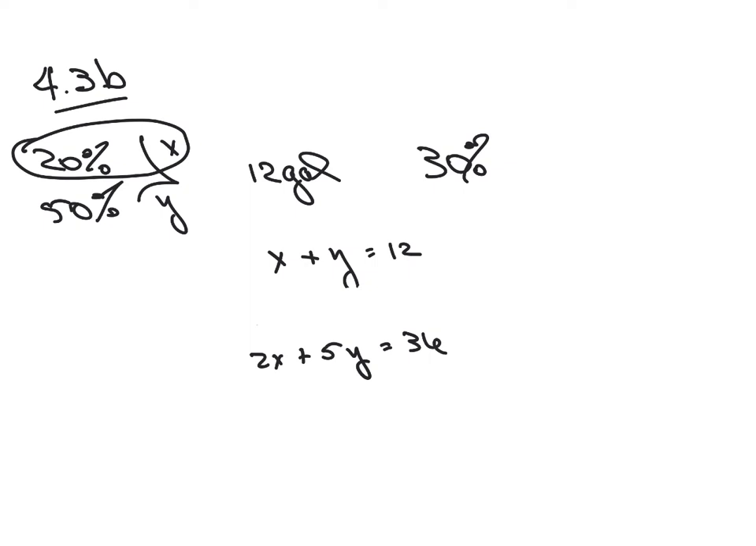Okay. So now we have to figure out what we're going to do to solve this. Do we use substitution or do we use the addition method? I'm going to use substitution in this one. So we're going to take that one and we're going to write it as y equals 12 minus x. I just subtracted x from both sides, so that goes away. Now, in the second equation, wherever I see a y, I'm going to put a 12 minus x in its place.